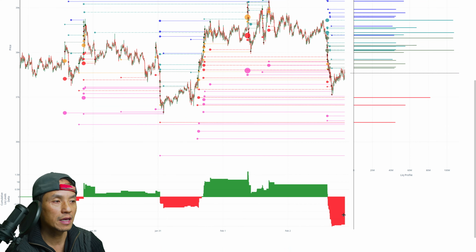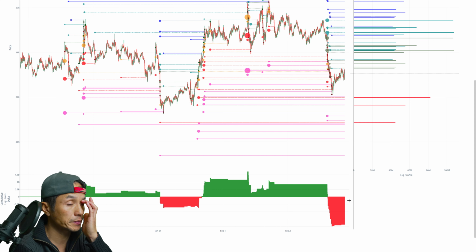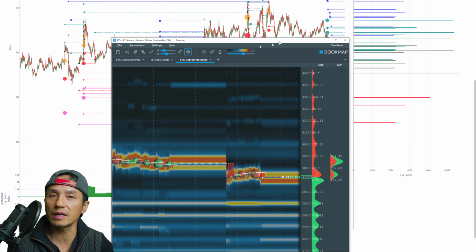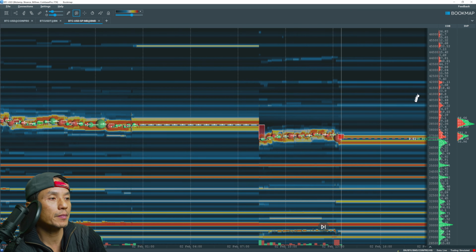And these short, high liquidation levels, we want to measure them. They're in excess right now, so I want to pay attention to that. Let's take a look at the heat map and see what's going on. This is the aggregated heat map. Let's zoom in a little bit.